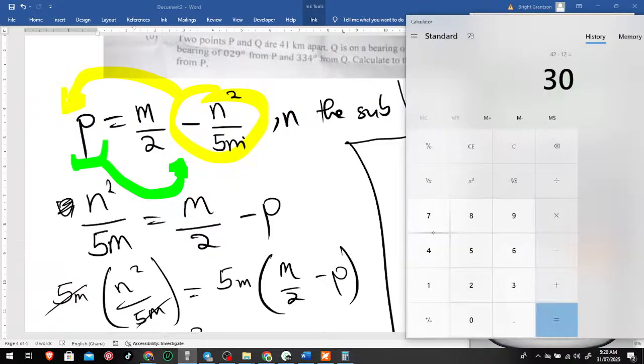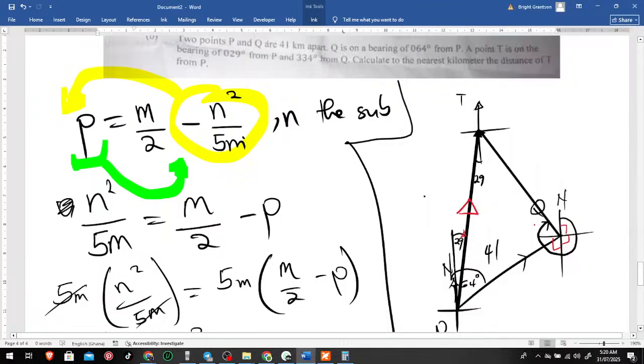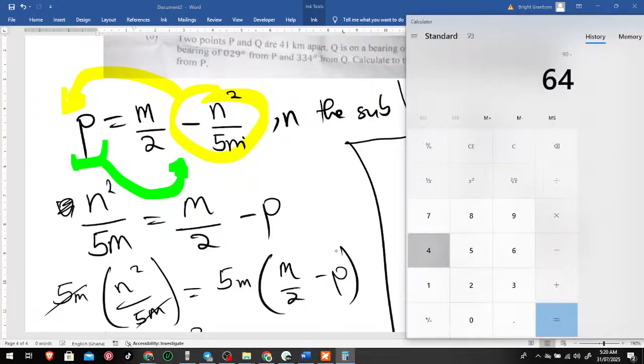334 minus 270 is 64. So it means this small angle here is 64. From here to here, from here to here, 64. Then alternate angles are equal. If here is 64, from here to here is going to be 64. Now this one too is a right angle triangle. So 90 degrees minus 64 gives you 26. So it means this part is 26.